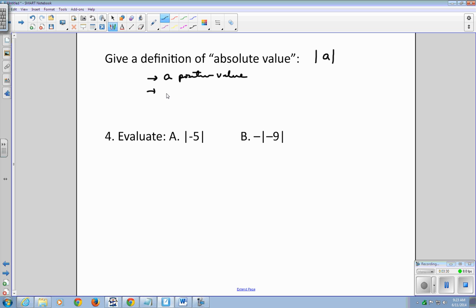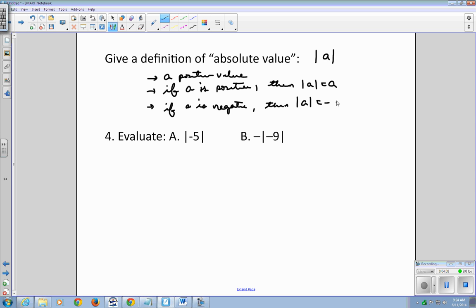So if the number a is already positive, then taking the absolute value of that number a just results in itself. On the other hand, if the number a is negative, then what do we do? Well, we take its opposite. We would say that the absolute value of that number a is equal to the negative of the original.